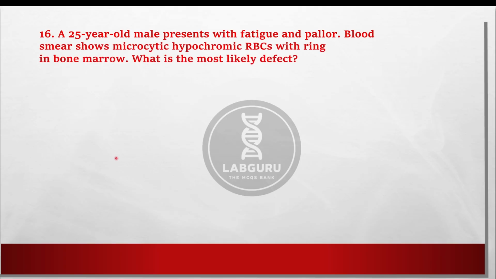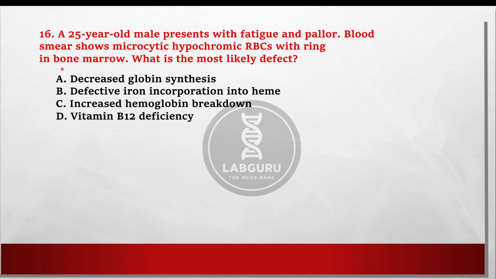Question number 16 is a case-based question. A 25 years old male presents with fatigue and pallor. Blood smear shows microcytic hypochromic RBCs with ring in bone marrow. What is the most likely defect? The main identifying feature here is ring in bone marrow. Options are option A decreased globin synthesis, option B defective iron incorporation into heme, option C increased hemoglobin breakdown, and option D vitamin B12 deficiency.